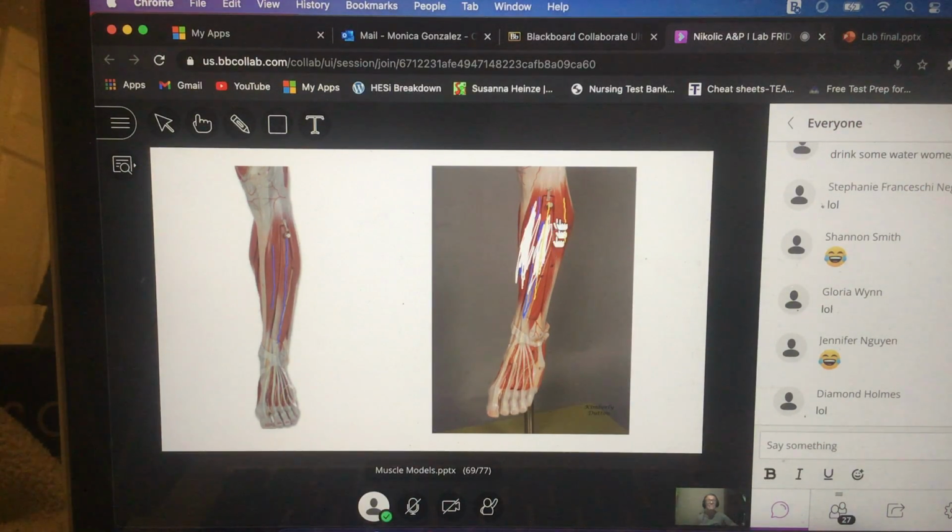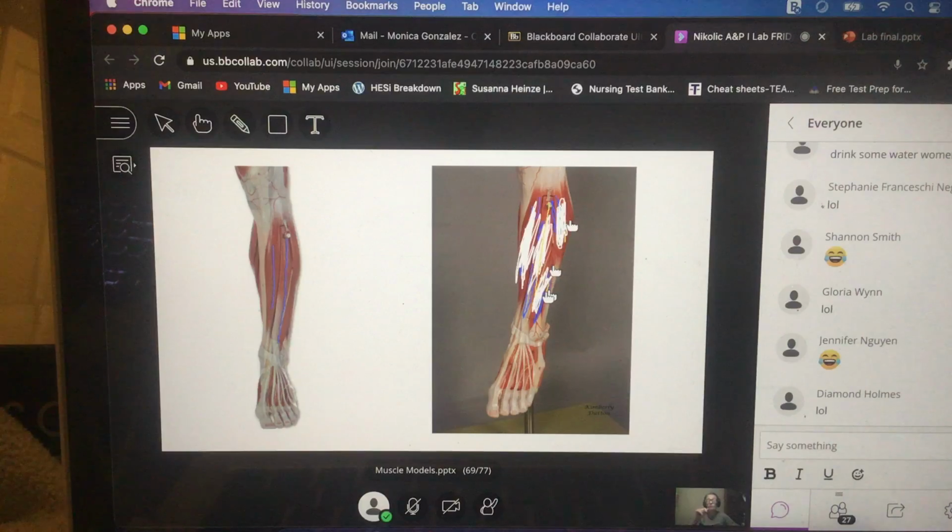Yes, that's the separation. Perfect. Because if you go any further, that actually is the soleus. So be careful. And then where is the fibularis brevis? Yep, that's it right there. That's it.